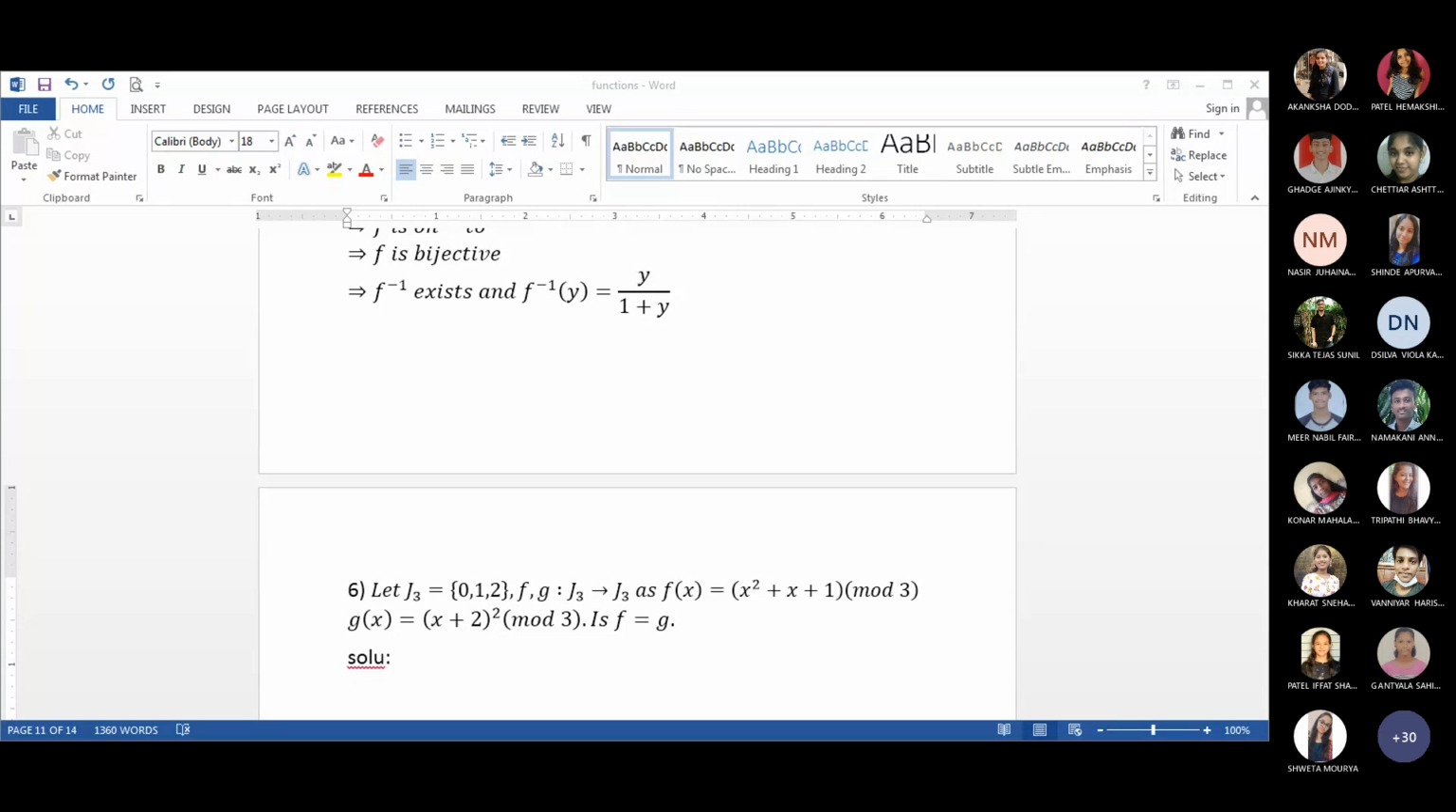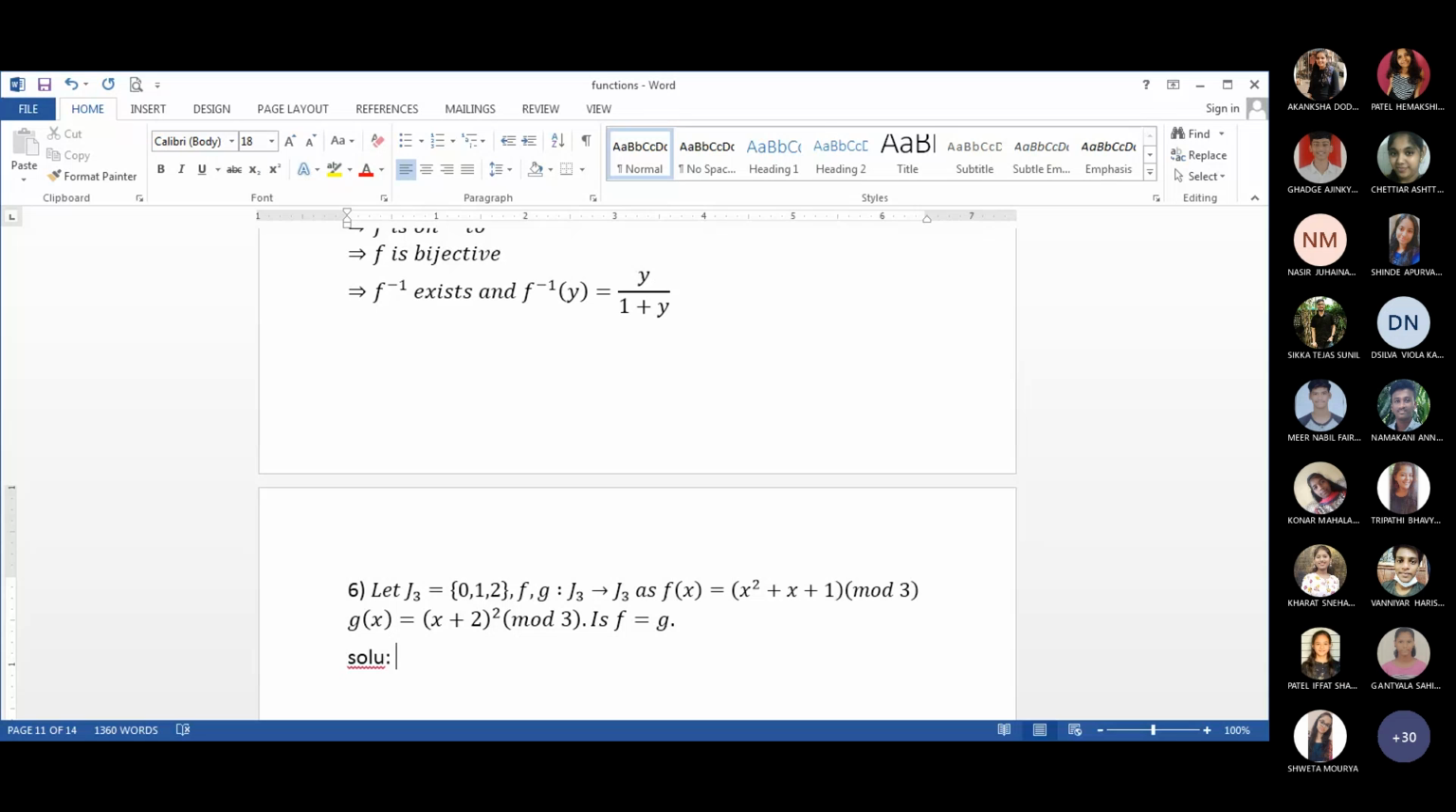In general, your Jn will be a set of positive remainders when a number is divided by n. So its elements will be 0 to n-1. That is the general one I am telling. Here we have J3, so J3 contains 0, 1 and 2.